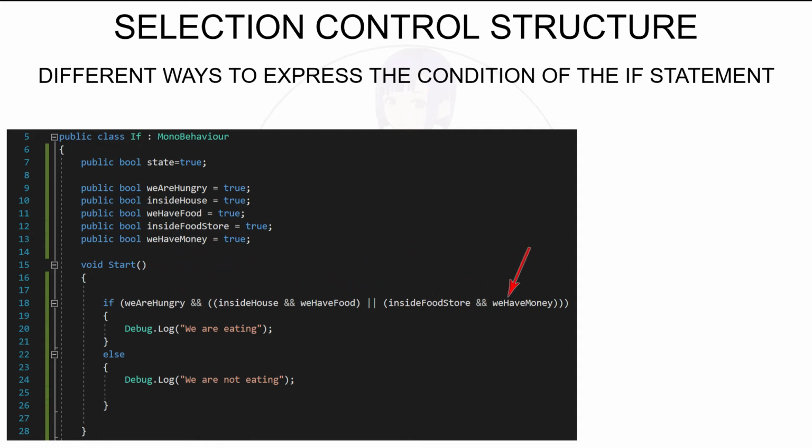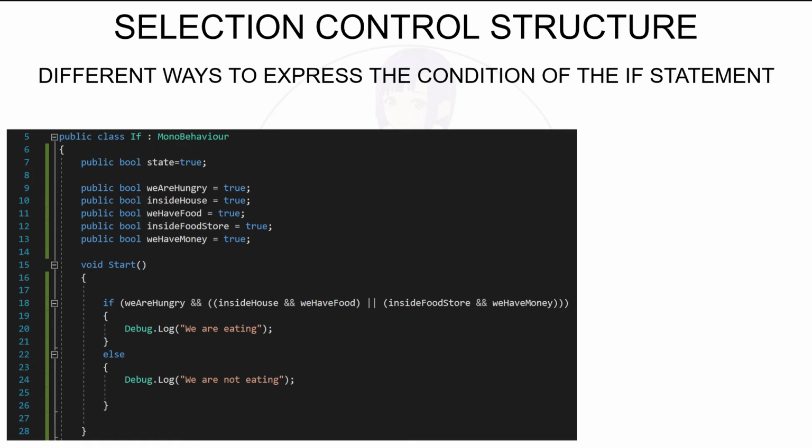Here is that expression, and to make it, I defined variables that tell us if we are hungry, if we are inside the house, if we have food, if we are inside the store, and if we have money. Notice that in the expression, we have the hunger variable connected to a much larger expression, in which we evaluate if we are inside the house, the store, if we have food. Those 2 expressions are connected through the AND operator, and it will be true only if both expressions are true.